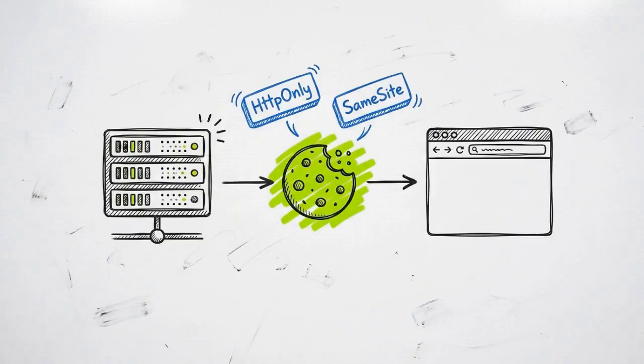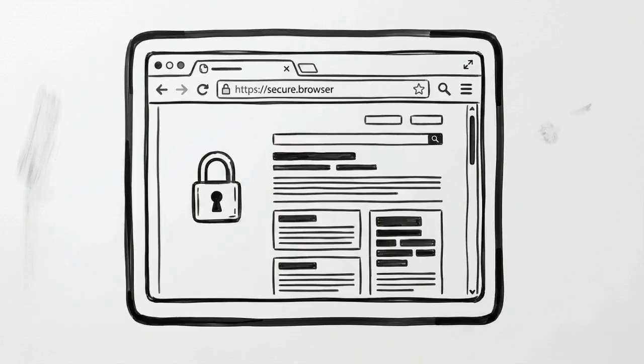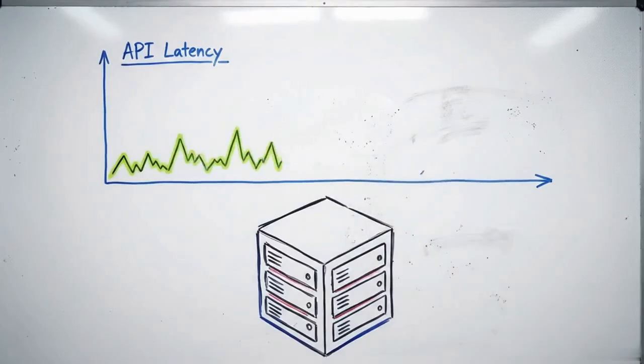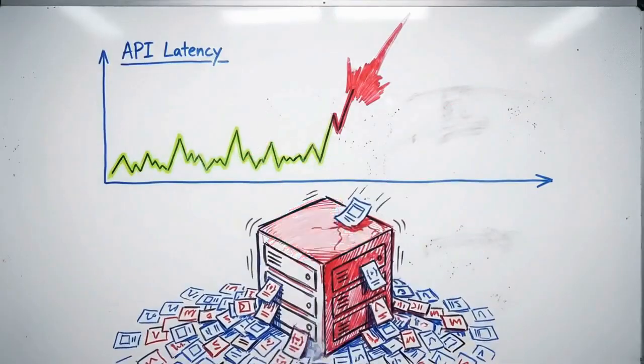The BFF establishes a secure connection with the browser by issuing a restricted, encrypted session cookie, configured with HTTP only and same site equals strict flags. The browser makes API requests using this cookie. The BFF intercepts the request, maps the cookie to the cached token, and proxies the authenticated request downstream to resource servers. This pattern maximizes security by isolating the browser, but mandatory request proxying adds severe network latency and heavy processing overhead that creates bottlenecks for high-traffic systems.